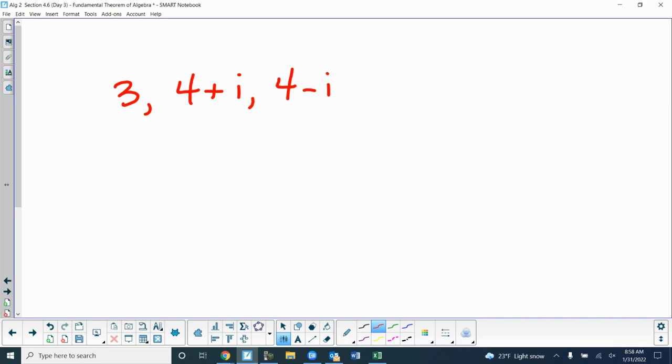Good start. No, you put the X minus 4 plus I. Put X minus in front of 4 plus I and X minus in front of 4 minus I. How do you combine X and I? You just I, and then what? Oh yeah, and then it's going to be I squared.